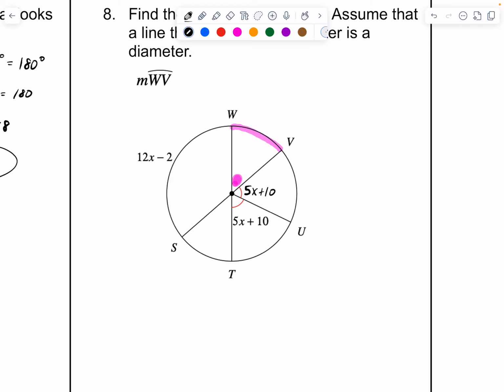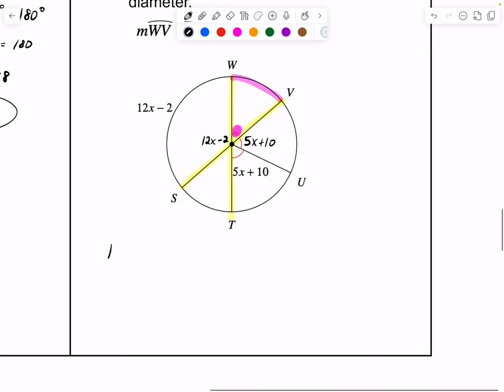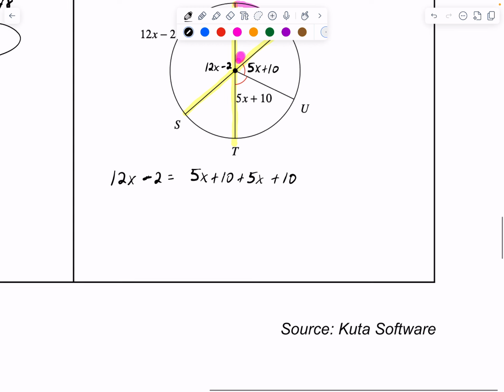Now, what I'm hoping you notice is that these two, if I put this in here as 12x minus 2, for the fact that that's giving me the arc, which is the same as the central angle. So if I highlight this part of the circle, that angle, and then I highlight this part of the circle, that angle, you should notice that those are vertical angles. So they're going to be equal to each other. So I'm going to set up 12x minus 2 equals 5x plus 10 plus 5x plus 10. Or you could also write 5x plus 10 times 2.